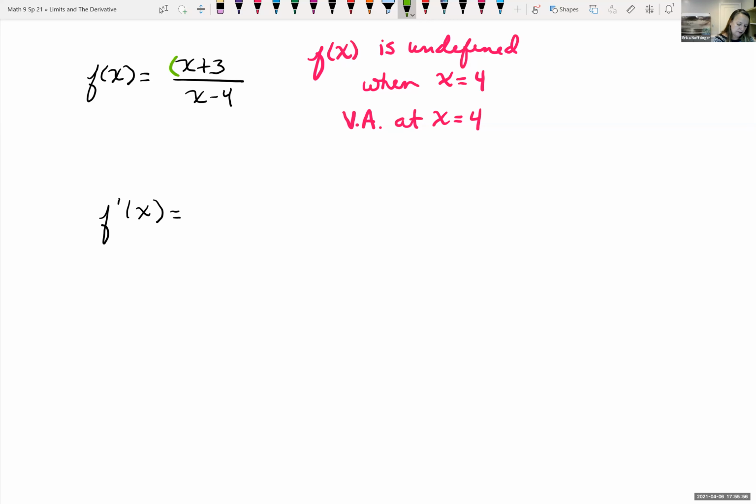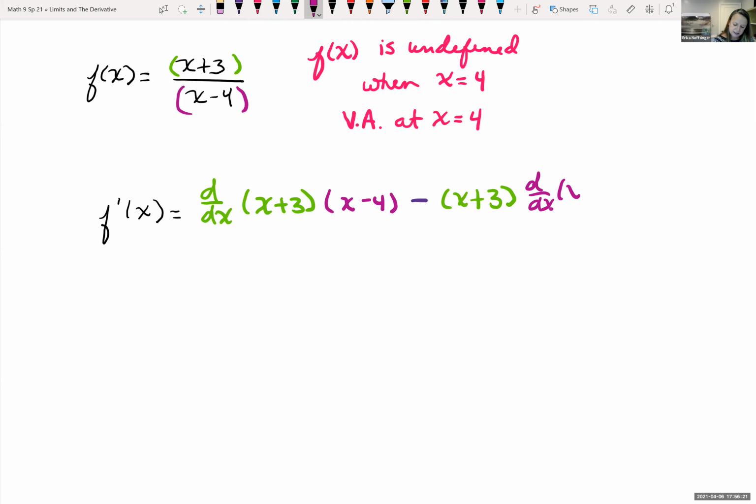So it's the derivative of the numerator, d dx of x plus 3, all times our denominator, x minus 4, minus our numerator, x plus 3, times the derivative of our denominator, so d dx of x minus 4, all over the denominator squared. So x minus 4 quantity squared.